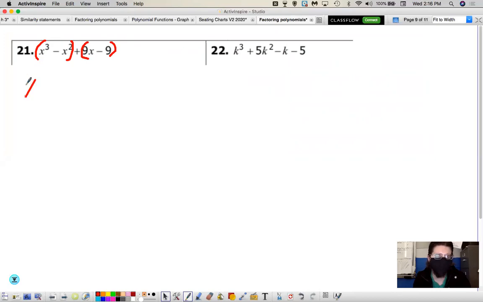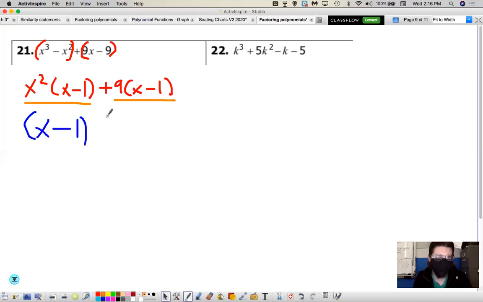Factor out what they have in common. These right here have a 9 in common. And I'm left with the x minus 1 on this one as well. They should have something in common. They have x minus 1 in common. I'm left with x squared plus 9. So I'm left with the x squared from this term, the 9 from this term.